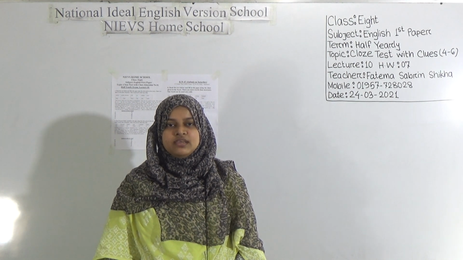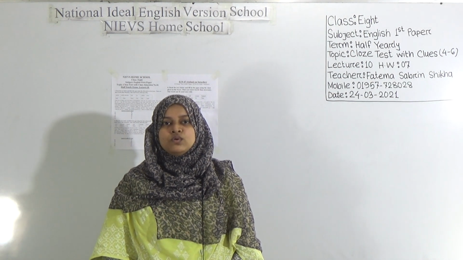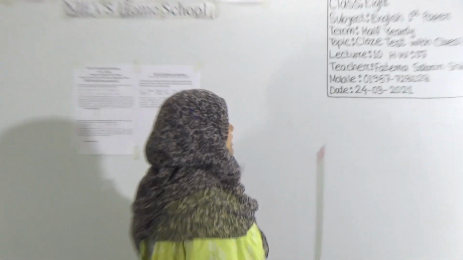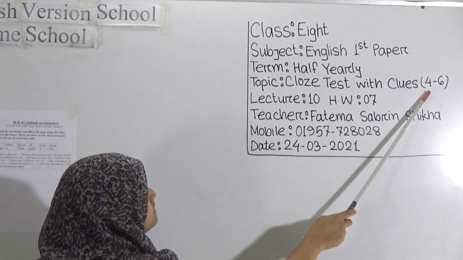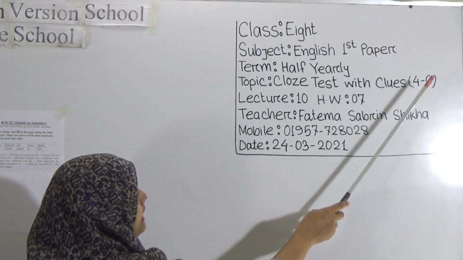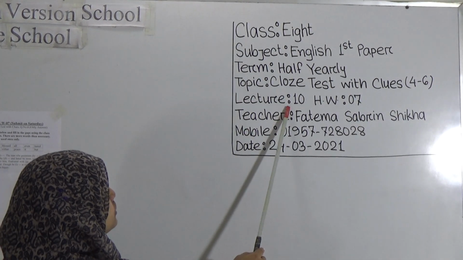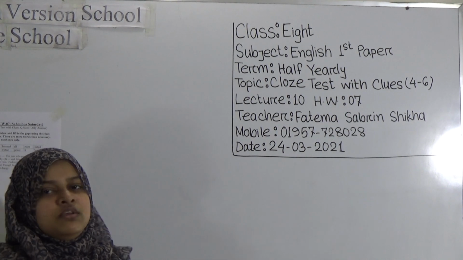Today I am going to take English first paper class for the students of class 8 on the topic Cloze test with Cloze. I'm repeating, today our topic is Cloze test with Cloze and we'll practice from number 4 and 5, and number 6 will be your homework. Students, this is lesson number 10 and homework number 7. So students, please take your writing elements. We are going to practice with Cloze. So let's start.